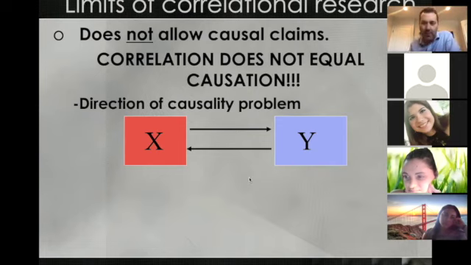But it could also be the case that x doesn't cause y at all. It could be the case that variable y causes variable x. That would also produce a correlation between x and y. And so the fact that you have a correlation doesn't tell you whether it's because x causes y or y causes x.